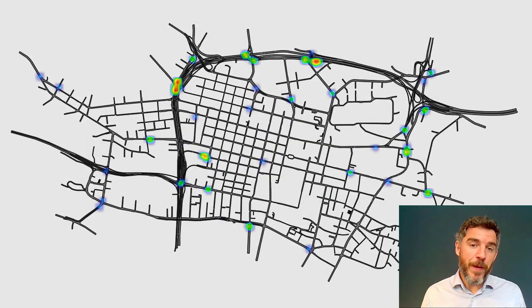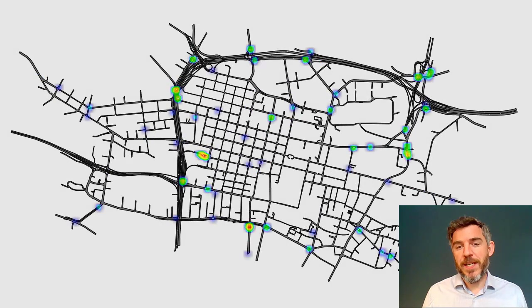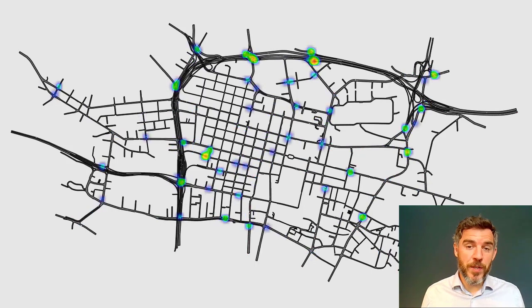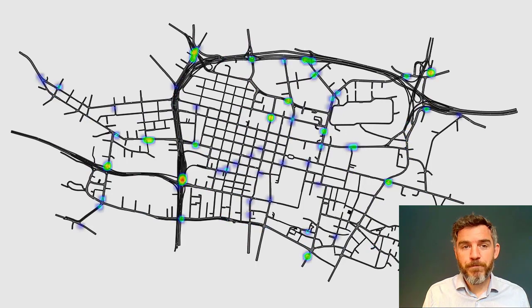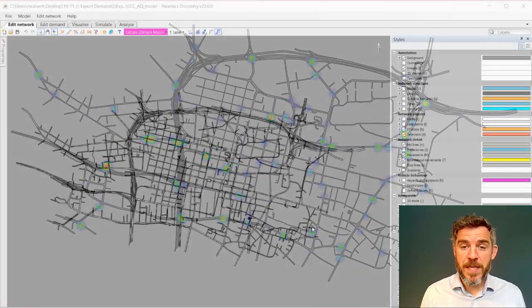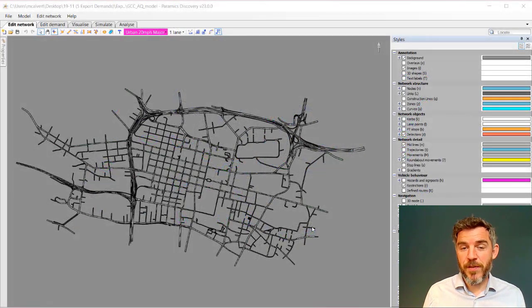So the 5th and final feature which I want to show you today is the ability to export demands in a more efficient way. And this again was brought into Paramics Discovery 23 in November. Now I've got a large model in front of me. It's of Glasgow city centre and some of the surrounding motorway network as well. And I'm going to use this to demonstrate the exporting of demands from this model.